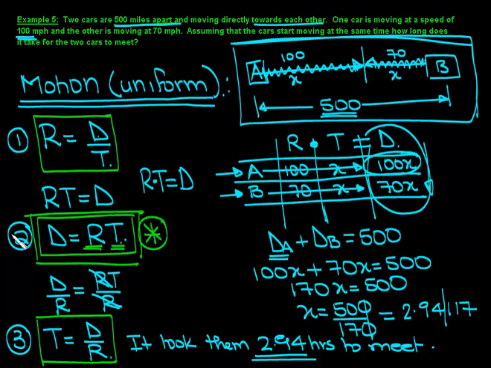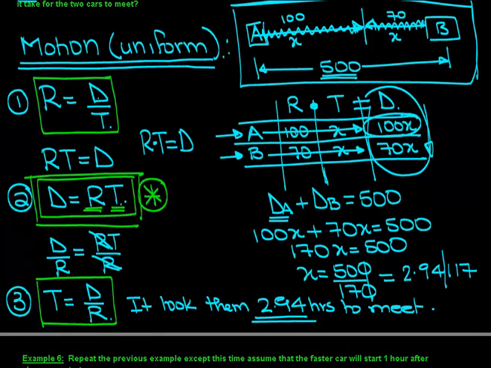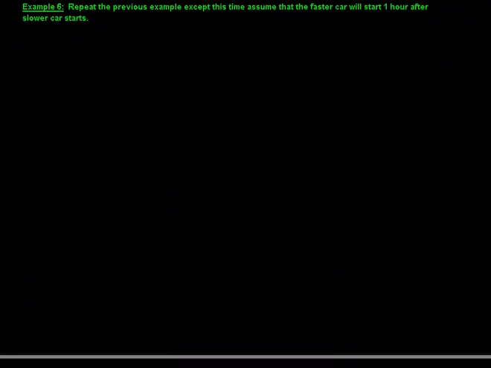So we use this formula to set it up, and again, I usually prefer that, but you could have been a little bit creative and tried to figure out how to use some of the other ones too, and it would have worked out. Let's do the same problem again, except this time assume that the faster car will start 1 hour after the slower car. Okay, so let's do this problem again.